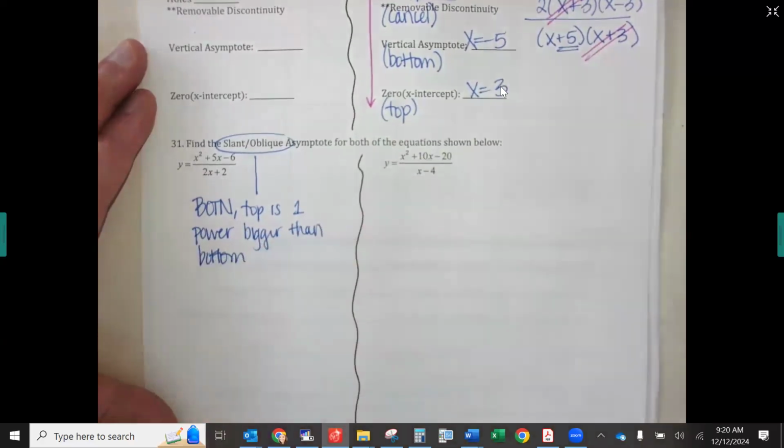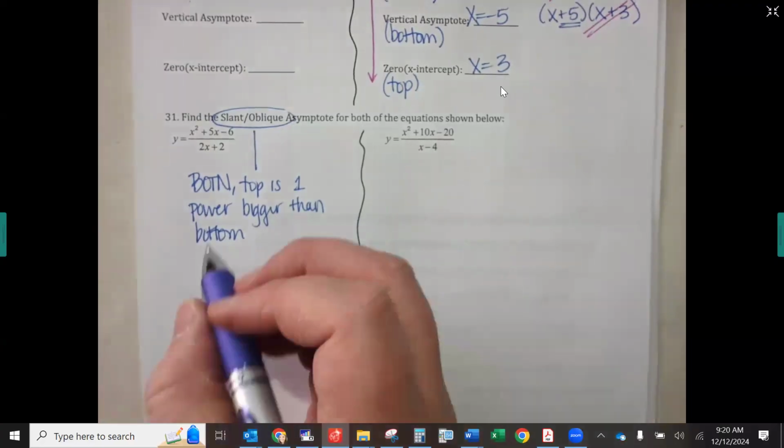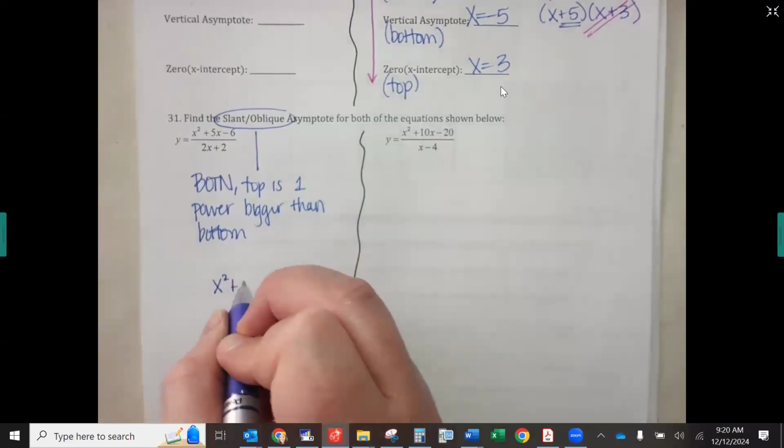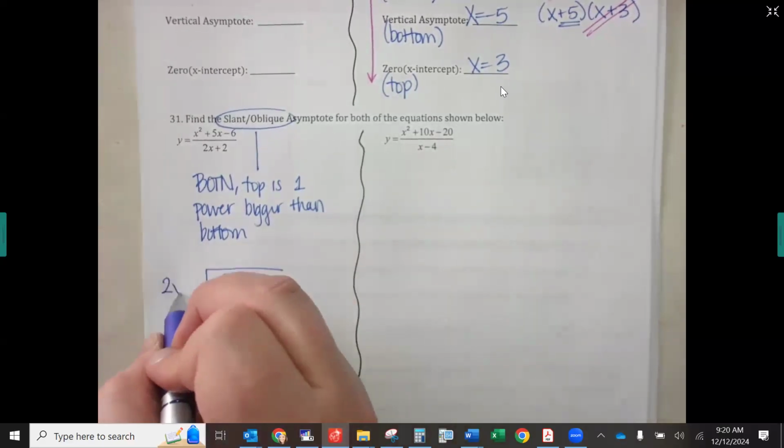Okay, so if you are asked to find which equation has a slant asymptote, you need the top to be 1 bigger than the bottom. So for example, here it's an x squared versus a regular x, that's a 1 power difference. Okay, the way that you find it is long division, top divided by bottom. So we'll do x squared plus 5x minus 6, and then 2x plus.